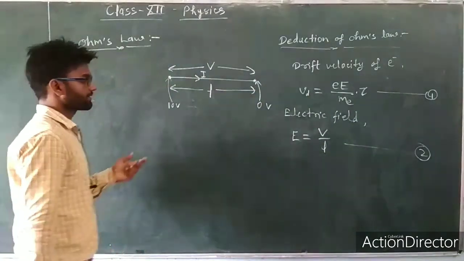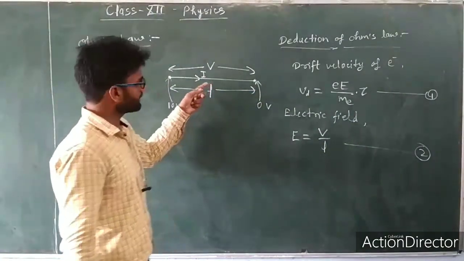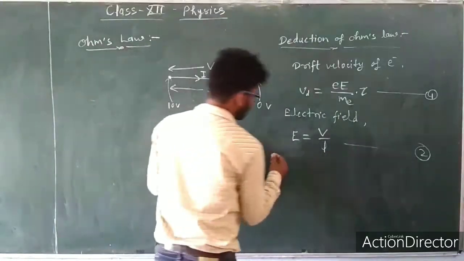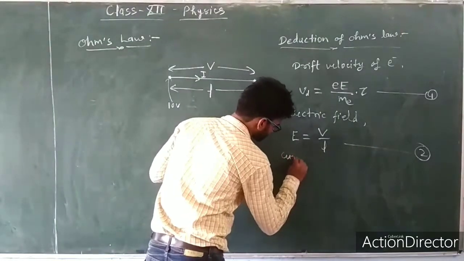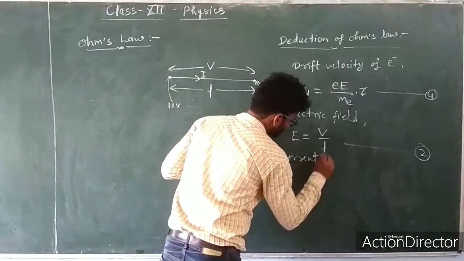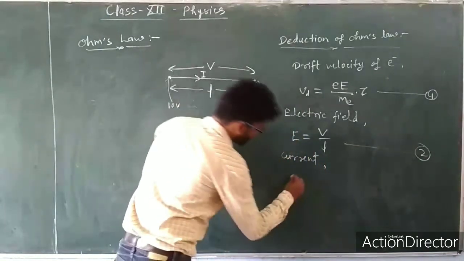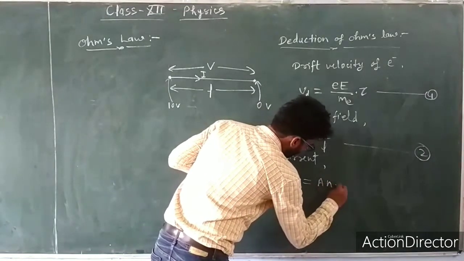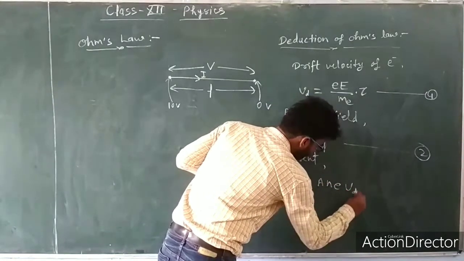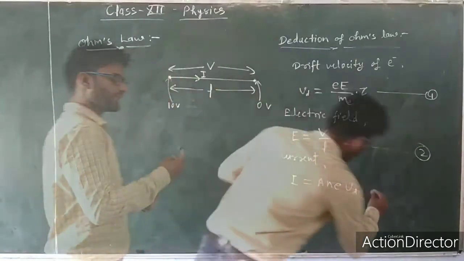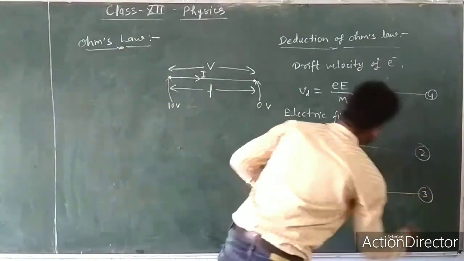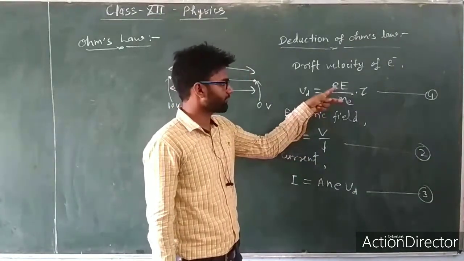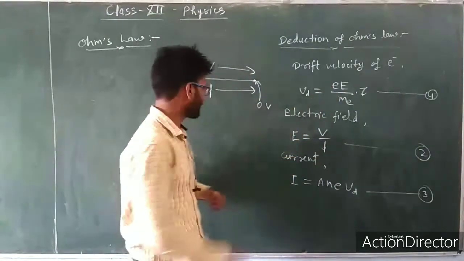Now next we can write the formula for current in terms of drift velocity, right? So the current flowing through this conductor, I equals A N e Vd. This is the third equation.